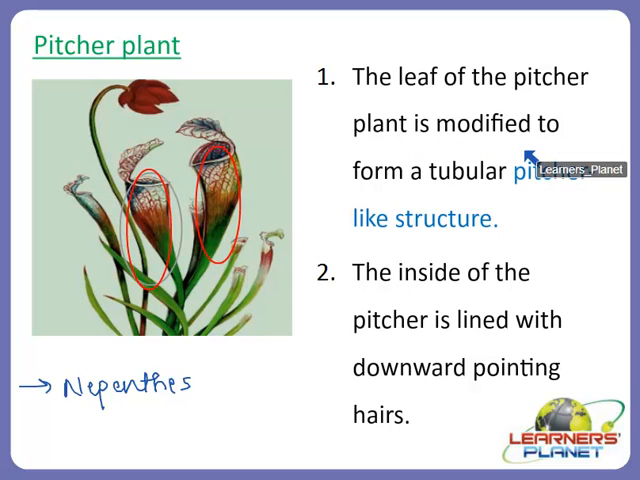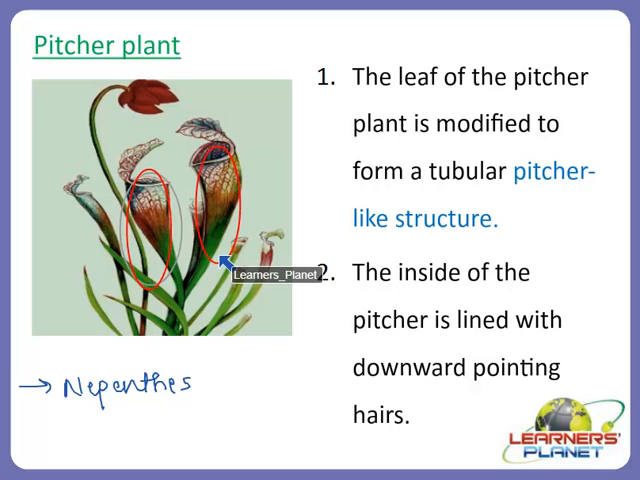So basically we can say that the leaf of the pitcher plant is modified to form a tubular pitcher-like structure, as you can see in this image. The inside of the pitcher plant is lined with downward pointing hairs, which do not allow any insect to climb back up and escape. That is why the fluid at the bottom of the pitcher contains the digestive juices that will finally digest the insect, and the pitcher plant, which is an insectivorous plant, will get the nutrition.